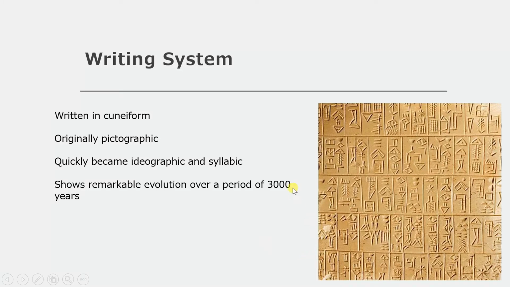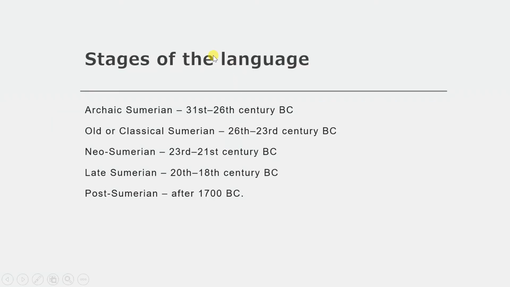A longer period of time than from now to the archaic Greek period, before Greek was even commonly written in a standardized alphabet. So it's quite an old language. As far as stages of the language, we're not going to spend too much time over this. We've got some commonly expressed stages of the language: Archaic Sumerian, Older Classical Sumerian, Neo-Sumerian, Late Sumerian, and Post-Sumerian. Sometimes Late Sumerian and Post-Sumerian are sort of wrapped up into one.